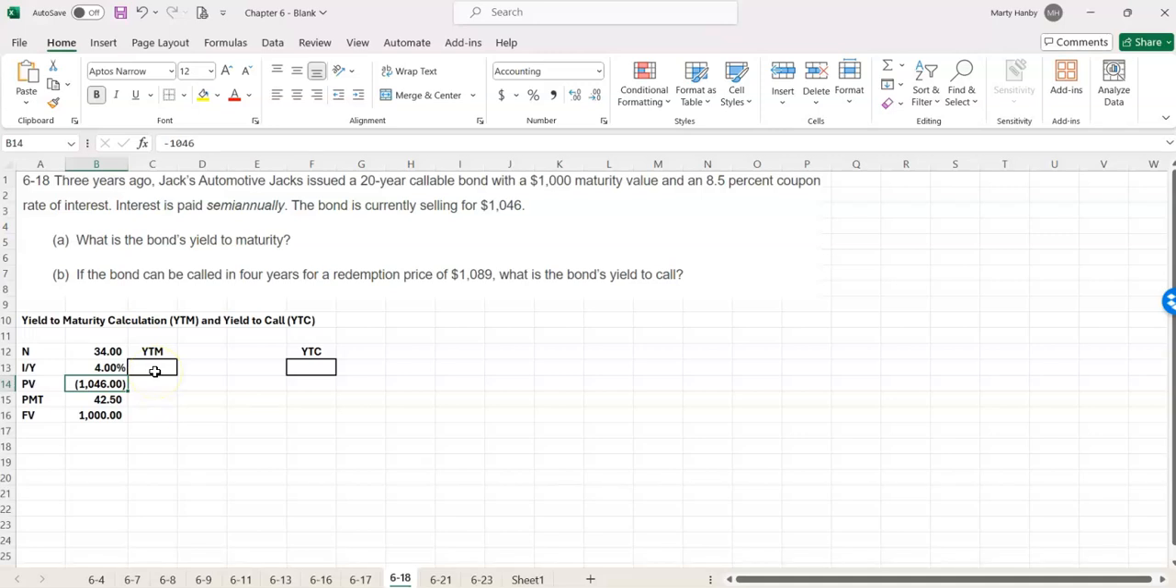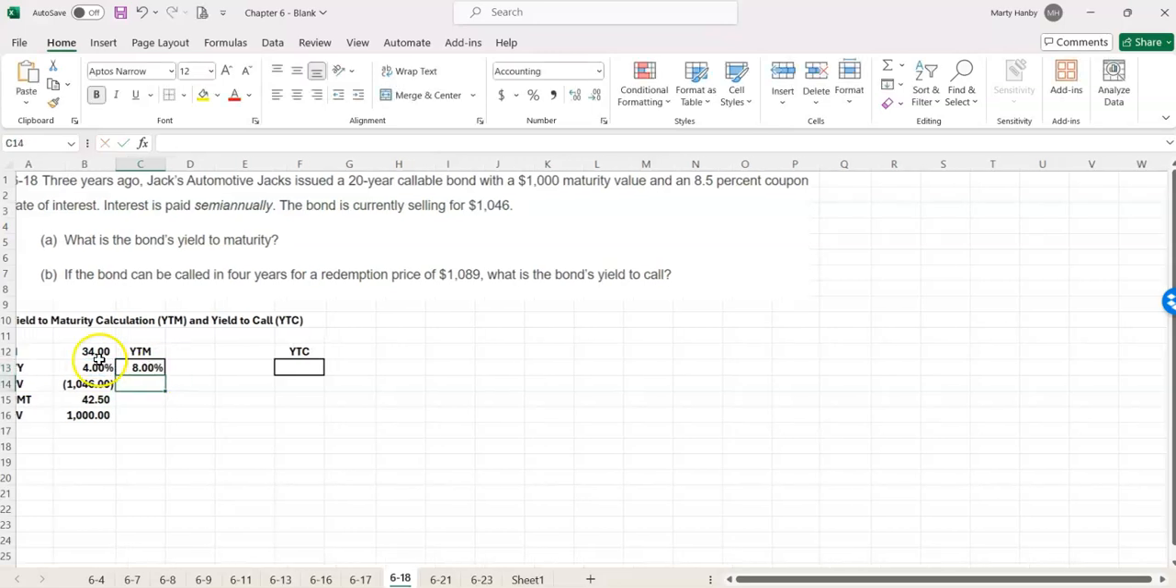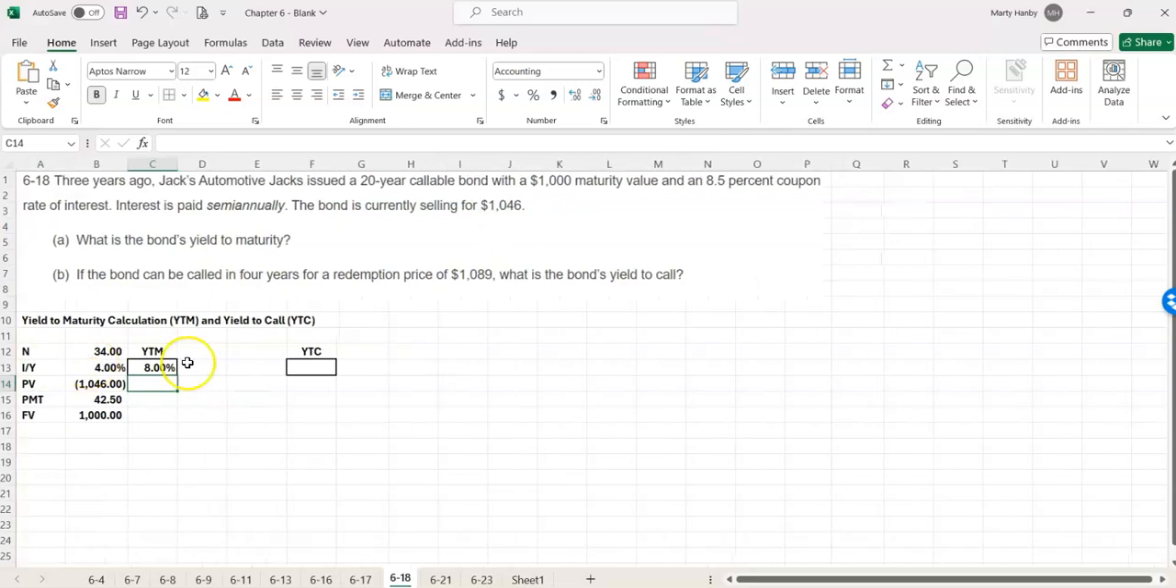So 4% is the yield to maturity. It's the semi-annual rate, so times 2, the 8% yield to maturity. So the bond can be called in 4 years for a redemption price of $1,089.